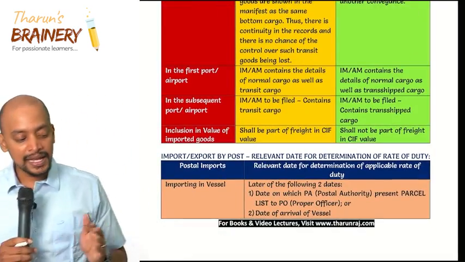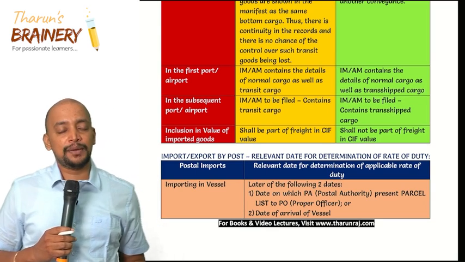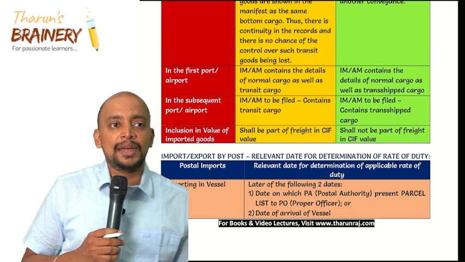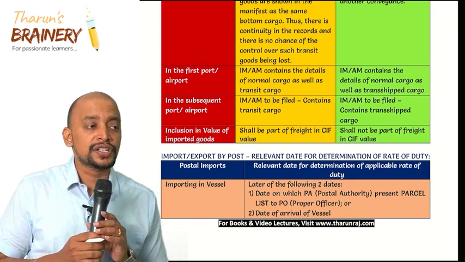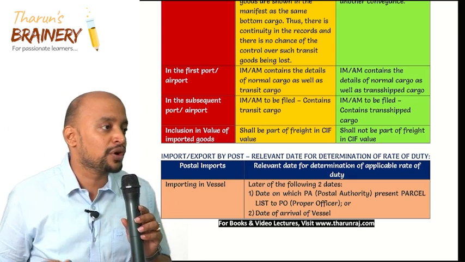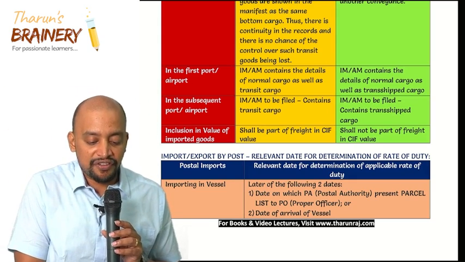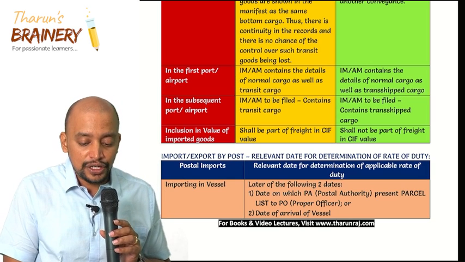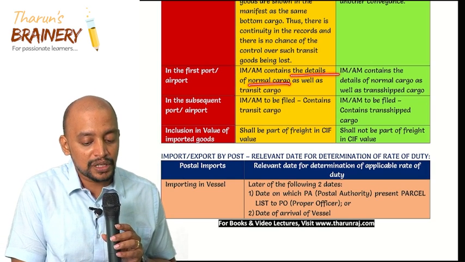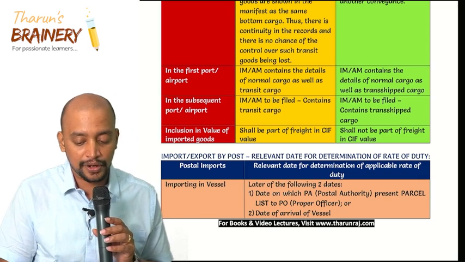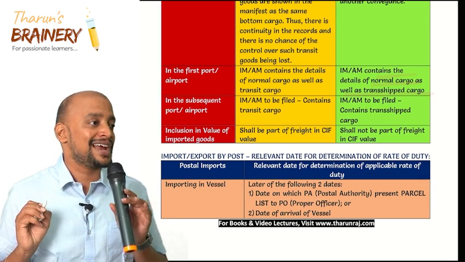Now, in the first port, that is in our example Surat port, should they mention the details of the goods which are to be unloaded in Kochi port also? Yes. So in the first port or airport, they need to submit the details of normal cargo as well as transit cargo, normal cargo as well as transshipment cargo.